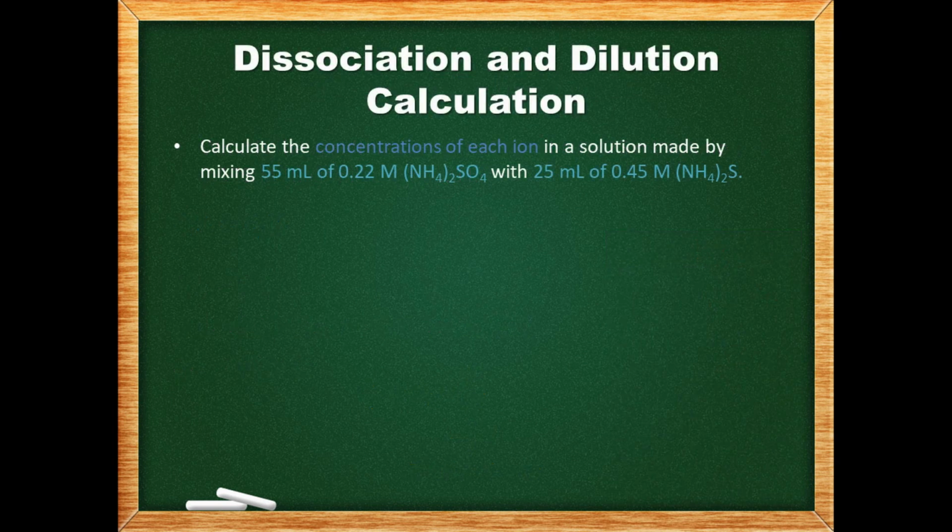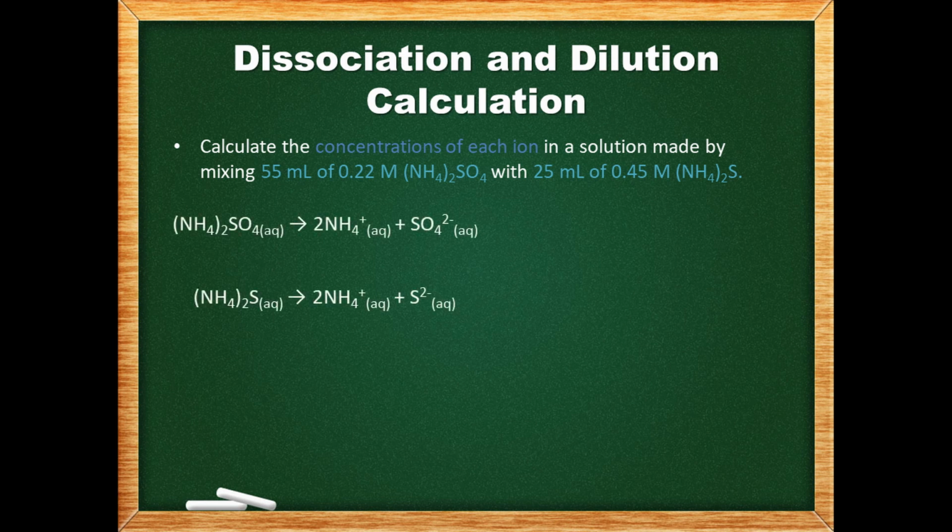Now let's try calculating the concentrations of ions when we mix two solutions together. We have mixed together 55 milliliters of 0.22 molar ammonium sulfate with 25 milliliters of 0.45 molar ammonium sulfide. It is always a good idea to begin by writing the chemical equations, but we could also deal with the concentrations first if we wanted to. Both ammonium sulfate and ammonium sulfide are soluble and will dissociate in solution. When one solution is added to another solution, both are diluted.